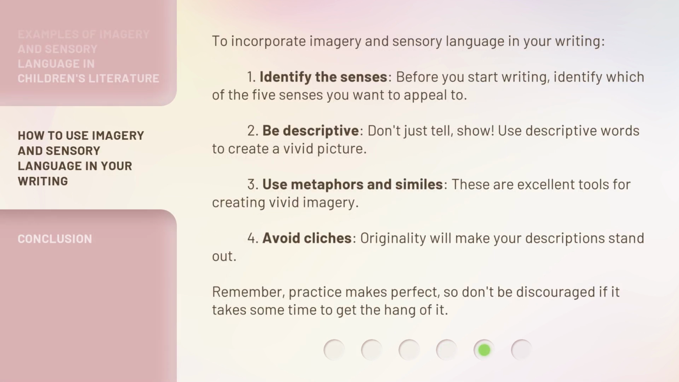To incorporate imagery and sensory language in your writing: 1. Identify the senses. Before you start writing, identify which of the five senses you want to appeal to. 2. Be descriptive. Don't just tell, show. Use descriptive words to create a vivid picture. 3. Use metaphors and similes. These are excellent tools for creating vivid imagery. 4. Avoid clichés. Originality will make your description stand out. Remember, practice makes perfect, so don't be discouraged if it takes some time to get the hang of it.